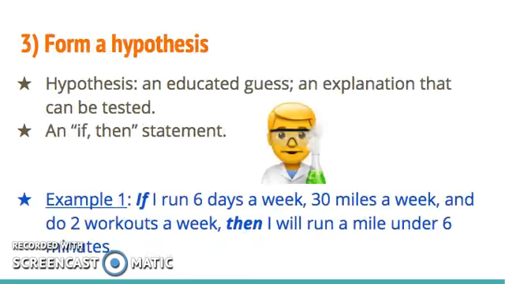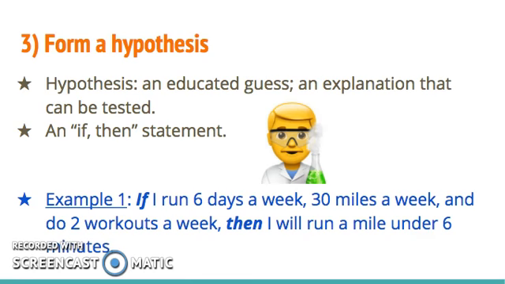And then the third step is to form a hypothesis. So a lot of times we hear that a hypothesis is an educated guess. So what that means is that we've done our research and we are guessing, but it's based off of the research that we've done. It's also known as an explanation that can be tested. So a hypothesis has to be able to be tested. We have to figure out if the hypothesis is right or wrong.